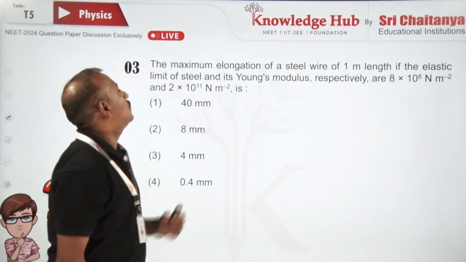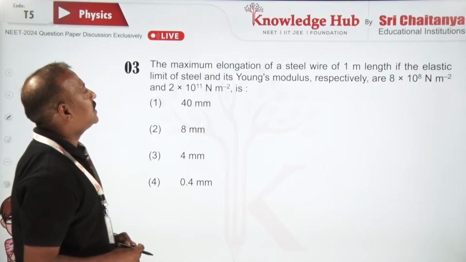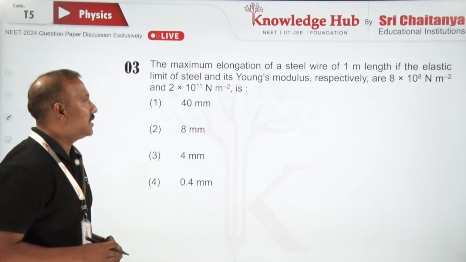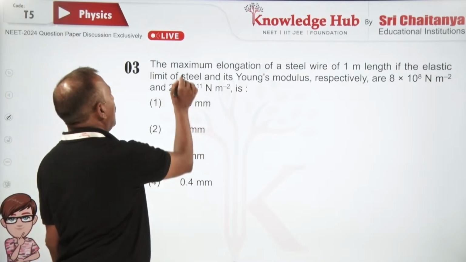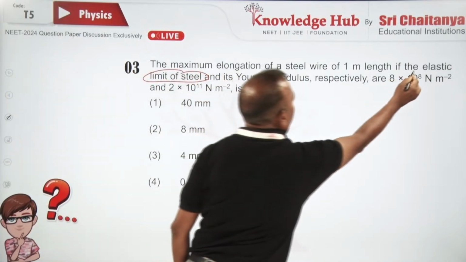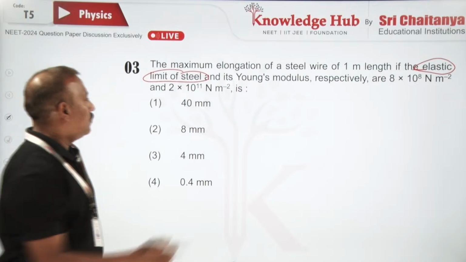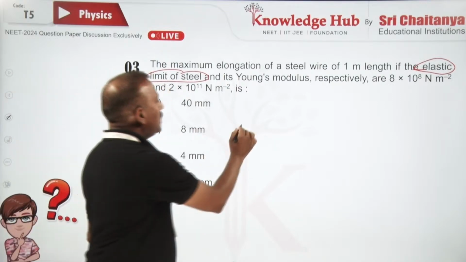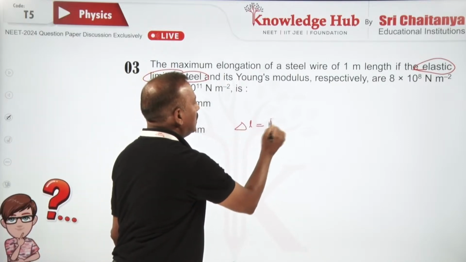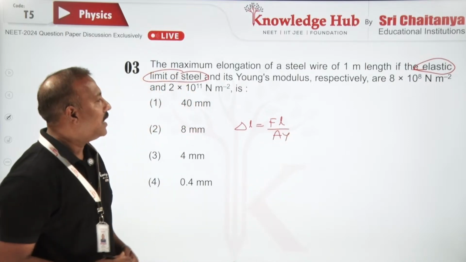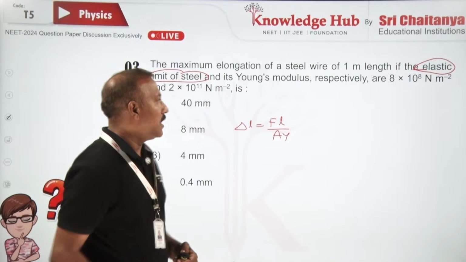Let us move on to the next one. The maximum elongation of a steel wire of 1 meter length, if the elastic limit of the steel and Young's modulus are given. Elastic limit means the maximum stress it can withstand. Then what is the elongation? Basically, elongation delta L is given by FL by AY, where F is the force, L is the length, A is the area, and Y is the Young's modulus.